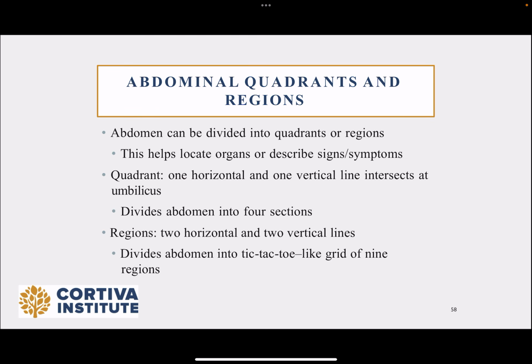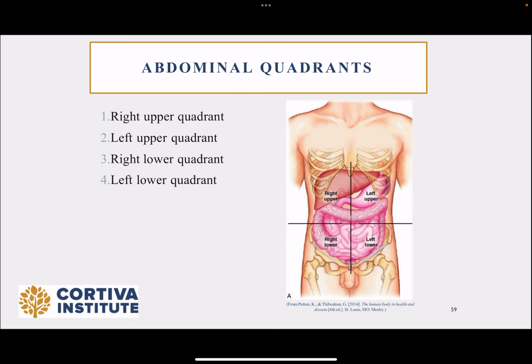The abdominal quadrants and regions, right? Now the abdomen can be divided into some regions, and these regions are going to help locate what organs are where. It's best to know these for everyday life in case you get sick. The quadrant is one horizontal line and one vertical line that intersect at your belly button, otherwise known as the umbilicus. It's going to divide the abdomen into 4 sections. For the regions, there are 2 horizontal and 2 vertical lines, and this is going to divide the abdomen like a tic-tac-toe game of 9 regions. So here is what this looks like.